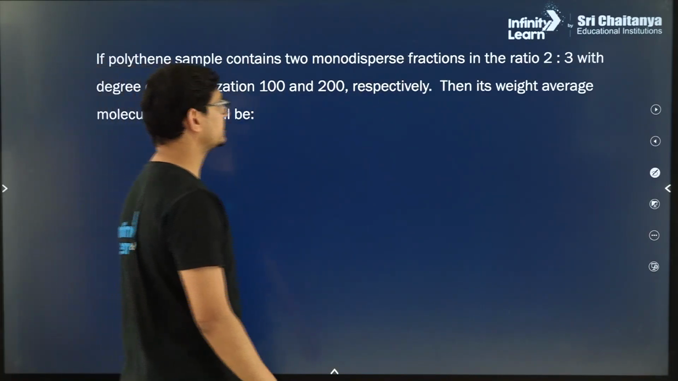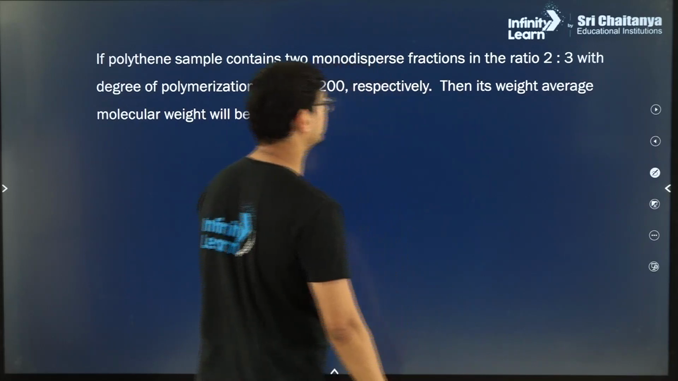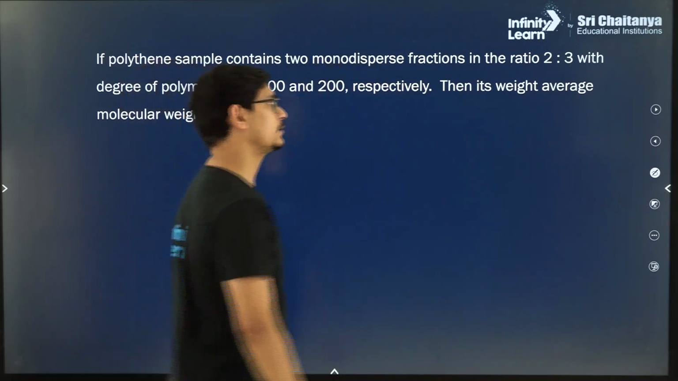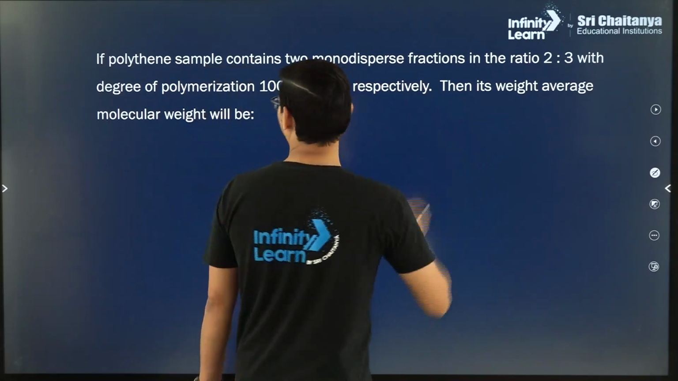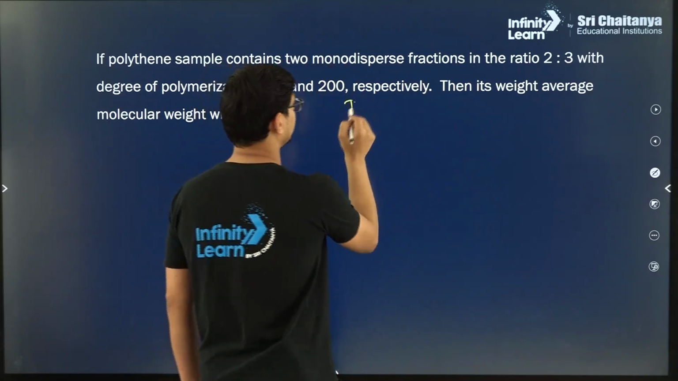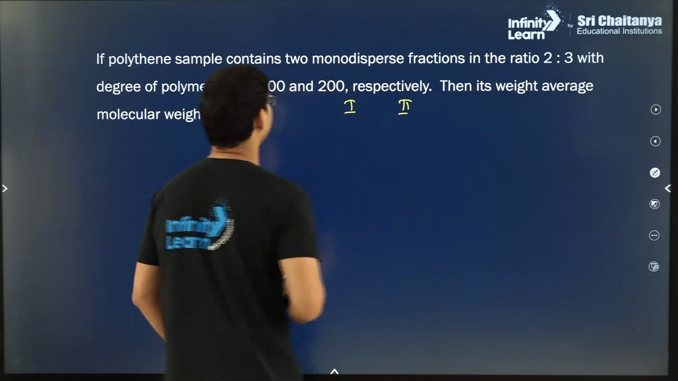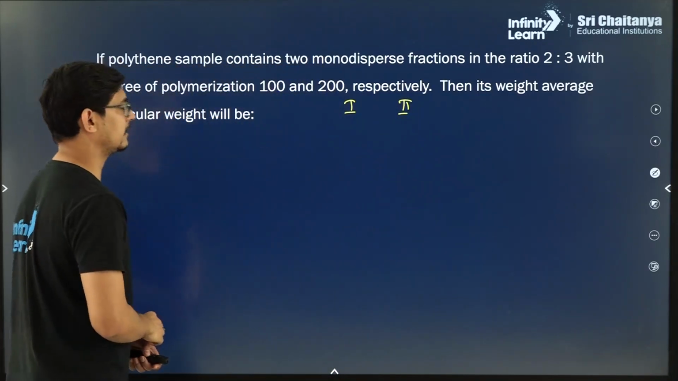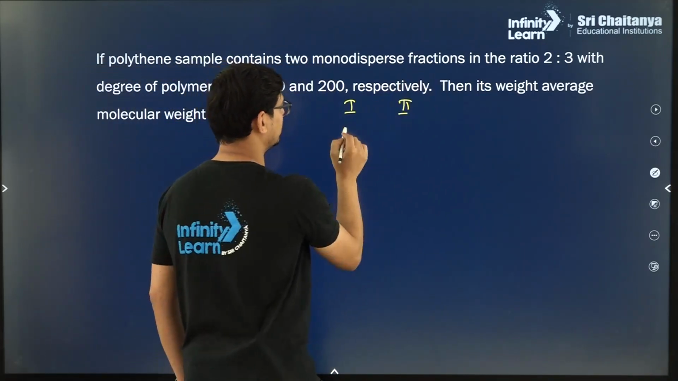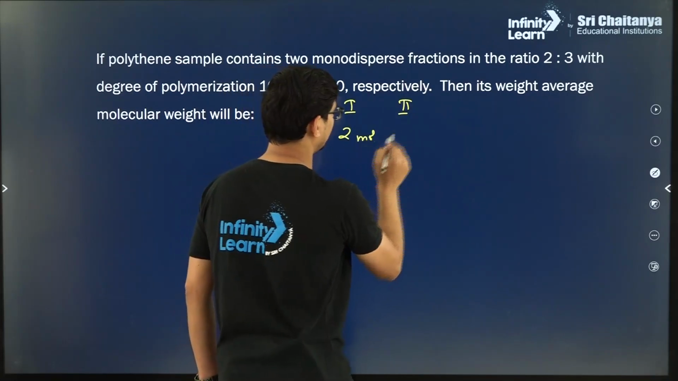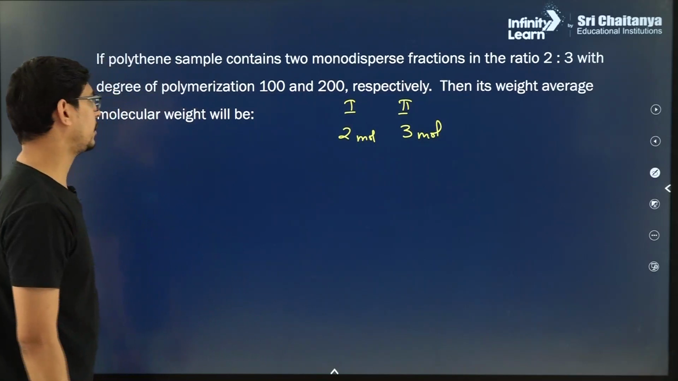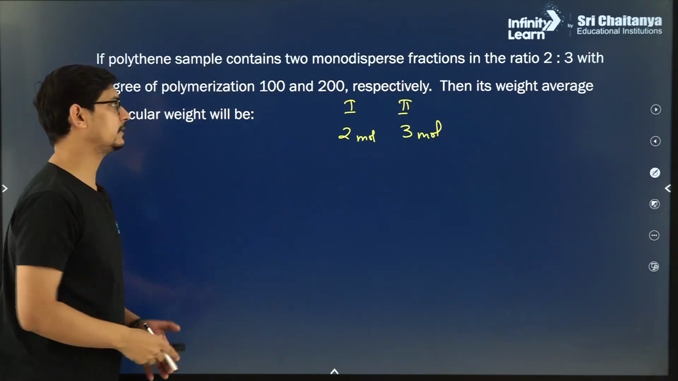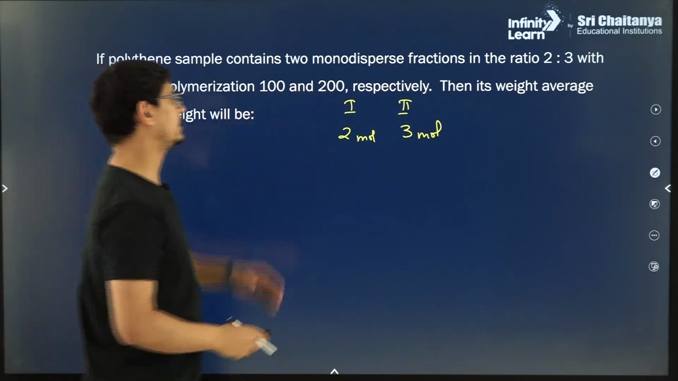If a polythene sample contains 2 monodispersed fractions in the ratio 2:3, that is the molar ratio. So what is the weight average molecular weight? Okay, so there is the first and the second type of fraction, right? So the molar ratio is 2:3, so I can take this as 2 mole and this I can take as 3 mole, right? The degree of polymerization is how many units, right? So this has 100 units, this has 200 units.